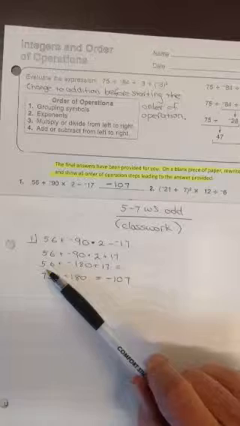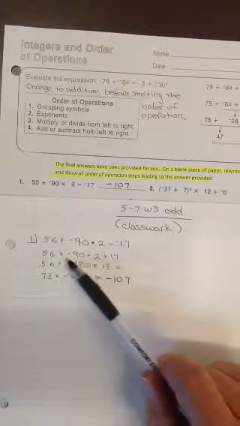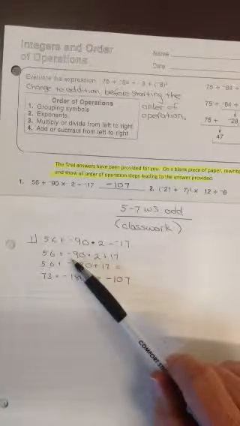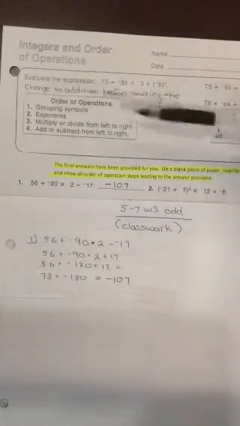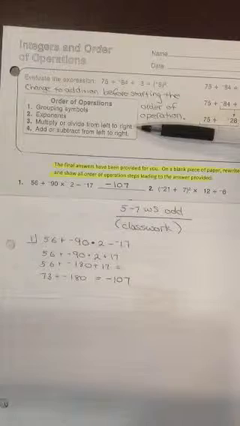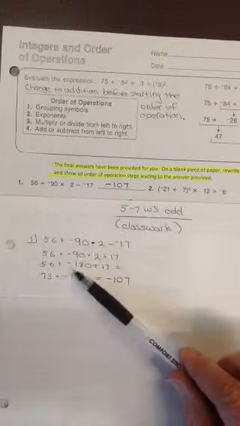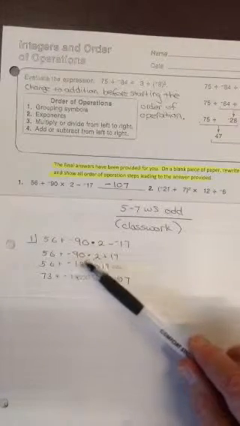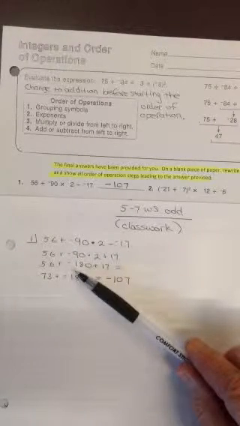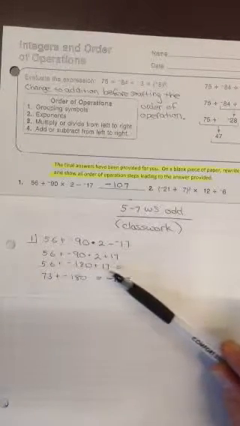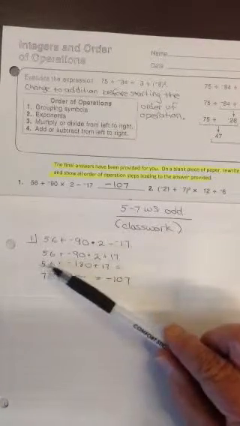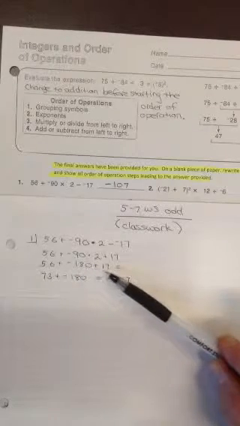So then the next step is interesting because we're going to actually start right in the middle of the problem. Notice there are no grouping symbols, no exponents, and what we have to start with is step number 3, multiplying and dividing from left to right. So that's why we start right in the middle. Negative 90 times 2, that's where we get this negative 180. Notice I rewrite the whole problem each time. 56 plus a negative 180 plus 17.